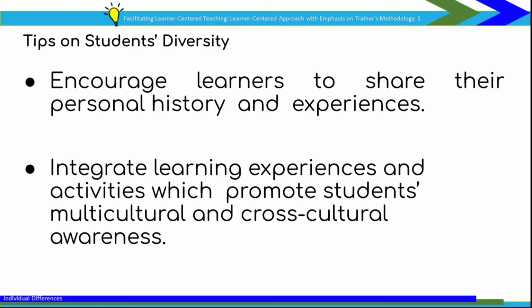What are some tips on student diversity? First, as teachers, we could encourage learners to share their personal history and experiences. We could also learn from them. Second, we could integrate learning experiences and activities which promote students' multicultural and cross-cultural awareness, such as Linggo ng Wika. We may also invite resource speakers, maybe foreigners or from other ethnic groups, to give us an idea about their ethnicity. And we could also ask the students if they have been discriminated against because of their racial group. Those are the things that we could integrate in our lessons or in our learning experiences.